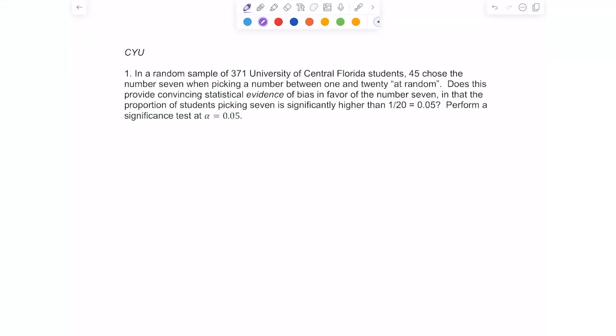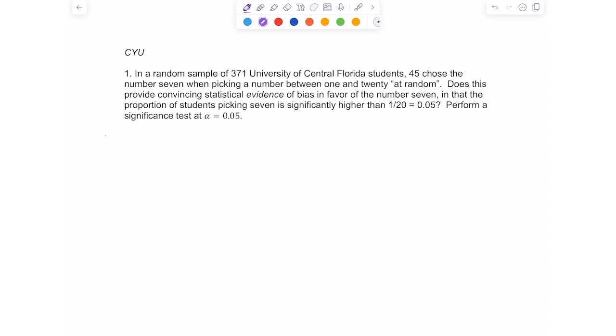In this lesson, we're going to just review the two problems I asked you to try on your own. In a random sample of 371 UCF students, 45 chose the number 7 when picking a number between 1 and 20 at random. Does this provide convincing statistical evidence of bias in favor of the number 7, in that the proportion of students picking 7 is significantly higher than 0.05? Perform a significance test at alpha equals 0.05.